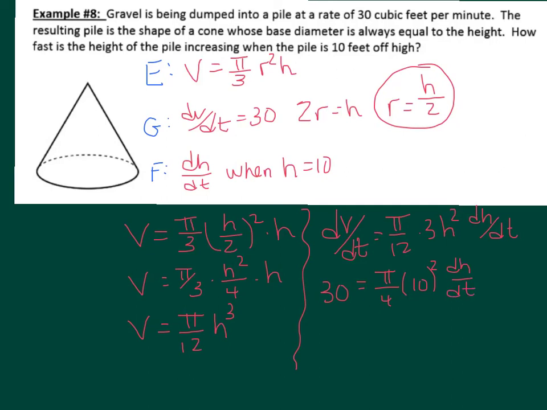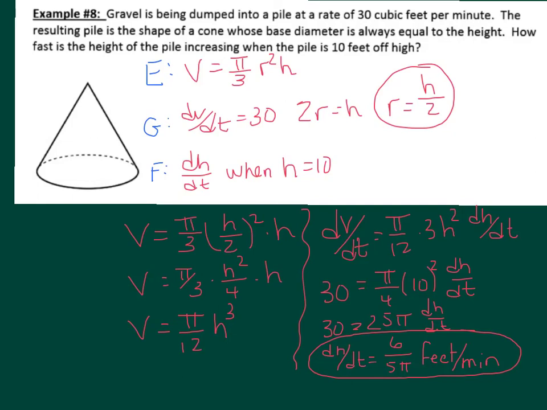So that is going to be 30 equaling pi over 4 times 100, which is 25 pi dh dt. Divide through, so dh dt is equal to 30 divided by 25 pi, which is 6 over 5 pi. And this is a height, so feet, and it's a rate, so feet per minute. Okay, so there's your dh dt value for example number 8.